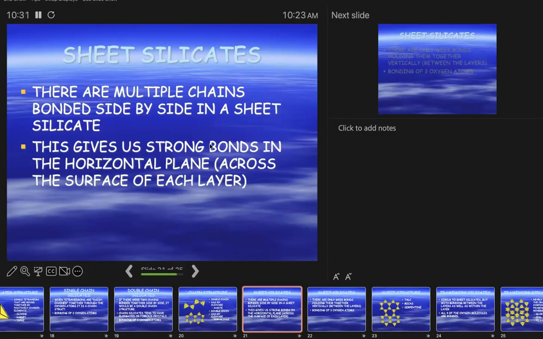Okay, next is the sheet silicate. And sheet silicates, I want you to think micas. All right? There's another one which you'll recognize in a moment, but think of the micas, the muscovite, the biotite. And all they've done in this case is go beyond double chain to triple, quadruple, quintuple, and so forth.